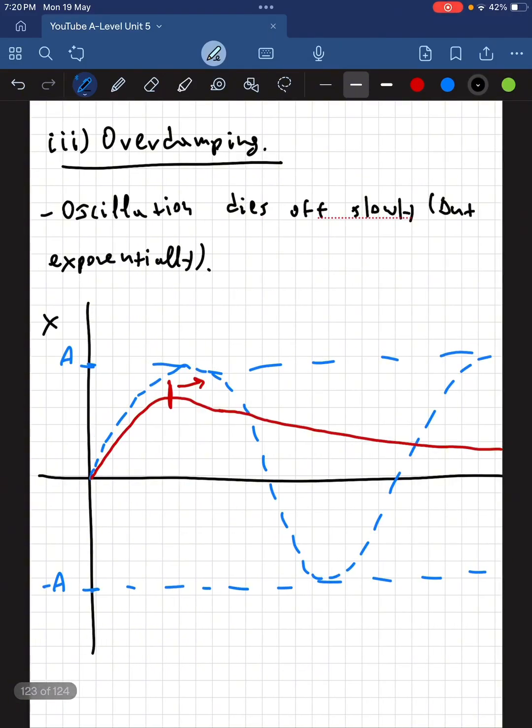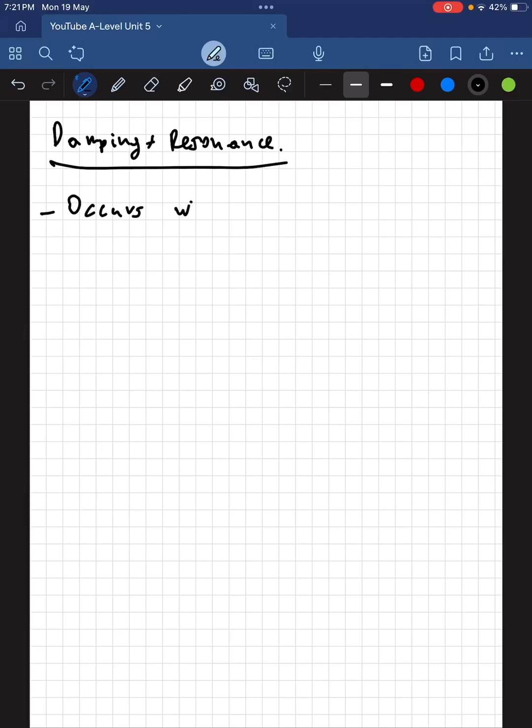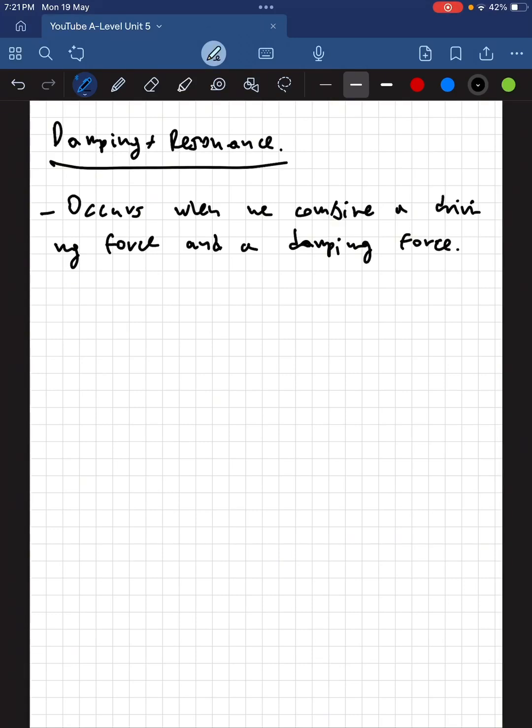And last but not least is combining these two things. We talked about damping and we talked about resonance. So what happens if we get both at the same time? So let's see. Damping and resonance. So this occurs when we combine a driving force and a damping force. And this is what is most realistic in applications.